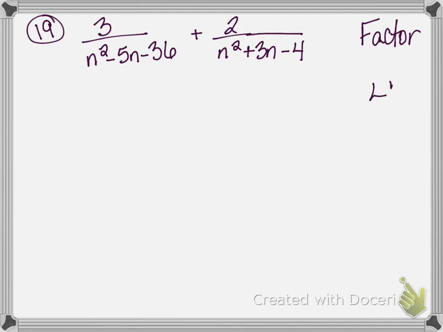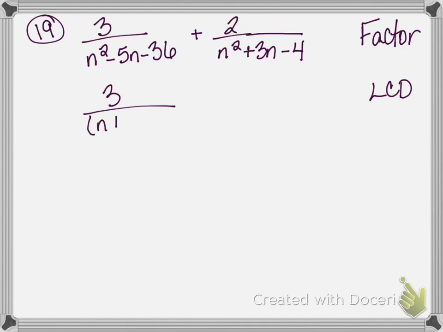I've got to find my LCD, and because these are trinomials, it's always a good idea to look and see if we can factor that. That's super helpful. So I've got 3 over n squared minus 5n minus 36. My product there is negative 36, my sum is negative 5. So the numbers are 9 and 4. The 9 is going to be negative, so it's negative 9 and positive 4.